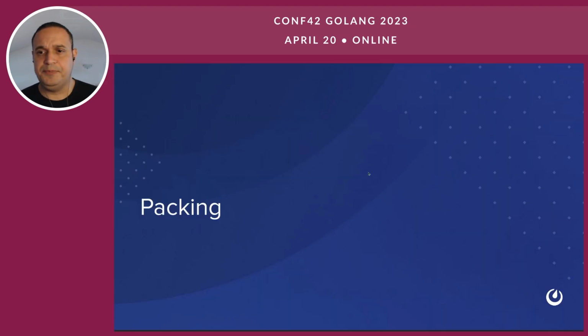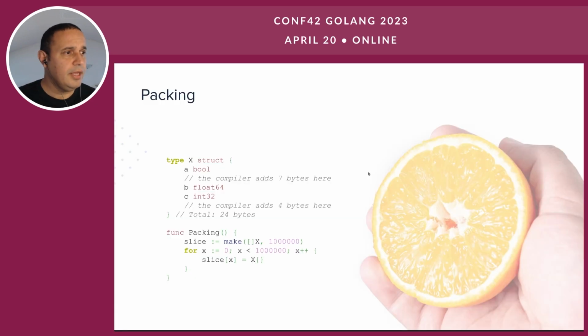Let's see another kind of optimization. Let's talk about packing. Whenever you have a structure, the compiler is going to add space or padding to our fields to make them aligned with the processor. Basically, make it more efficient for the CPU.